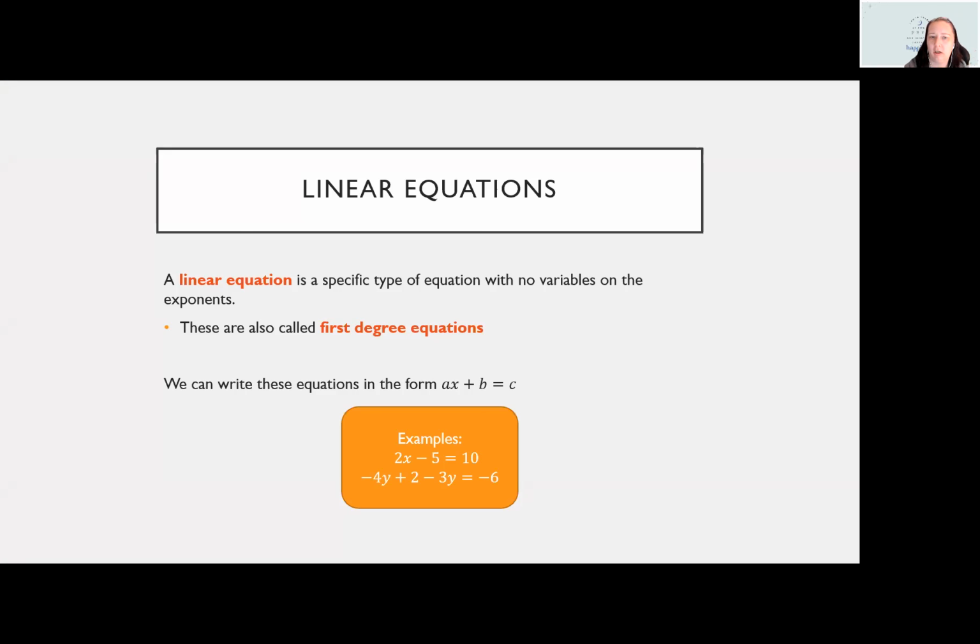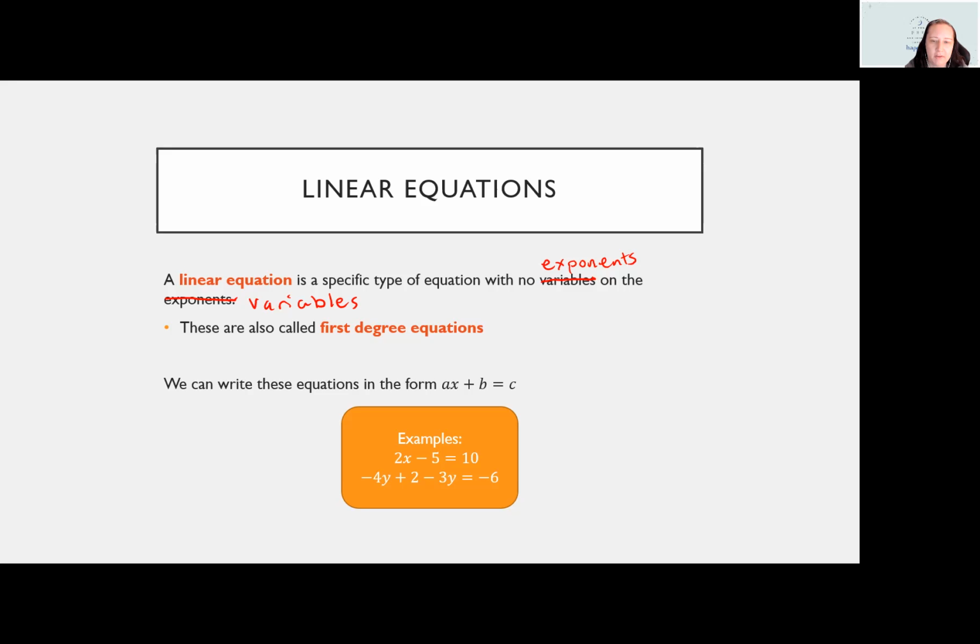So we're solving linear equations, and a linear equation is specifically a type of equation where there are no exponents on the variables. I guess my brain was a little backwards when I was writing this. So you're not going to see any exponents on those variables. That's what makes it a linear equation. These are also called first degree equations, because if you had to give it an exponent, we would just give it an exponent of 1, because there's one variable basically.